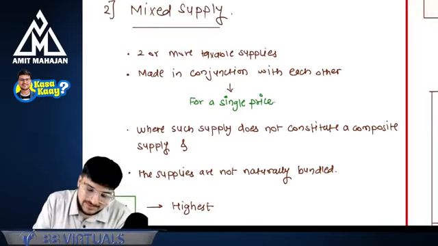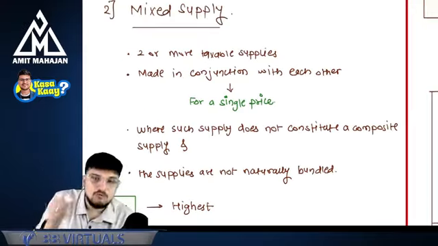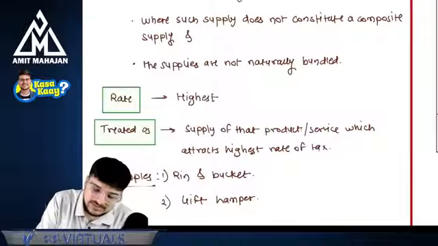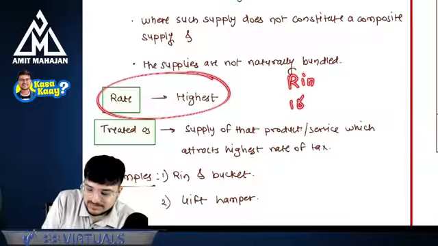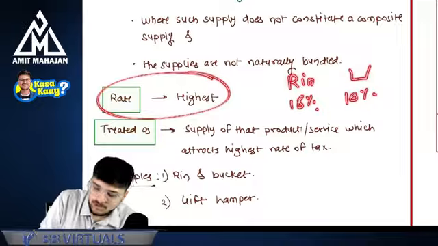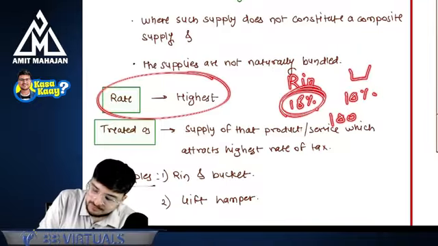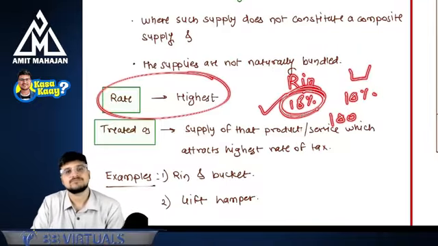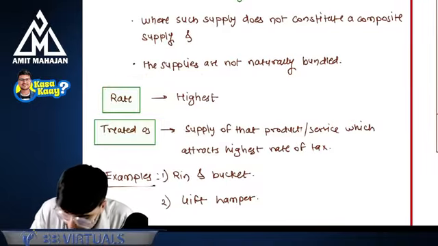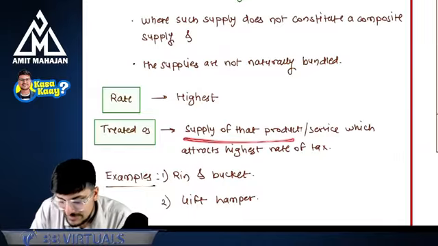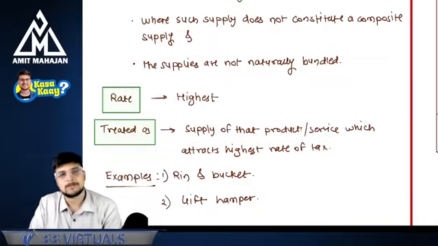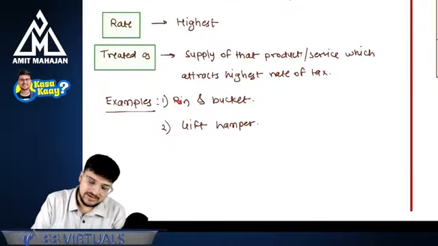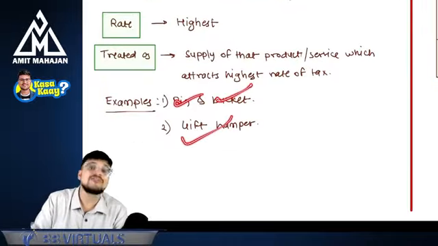Understanding? Okay. Then in this case, what will be the tax rate? The highest tax rate will be applicable. So for example, on Rin, 18% is there, and on this bucket, 10% is there. Then on 100 rupees, 18% will be applicable. It will be treated as supply of that product or service which attracts the highest rate of tax. So examples are Rin and bucket, or gift hamper.